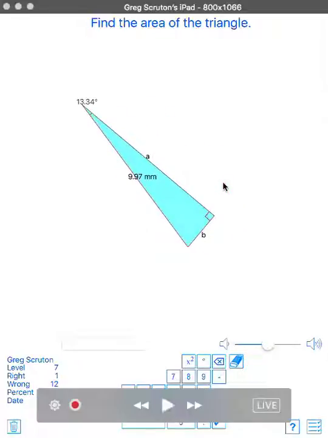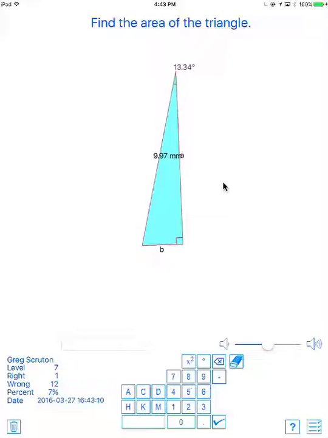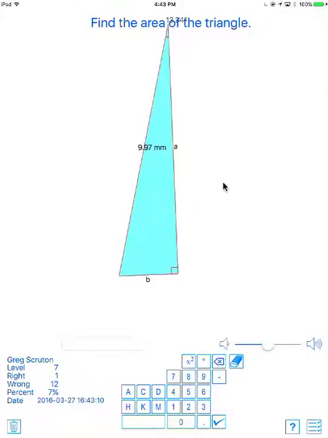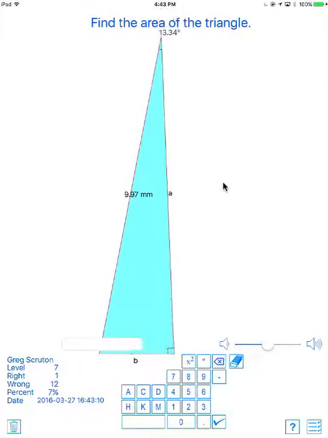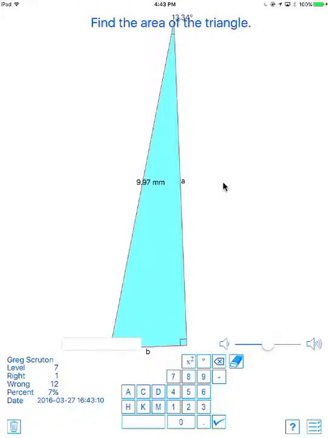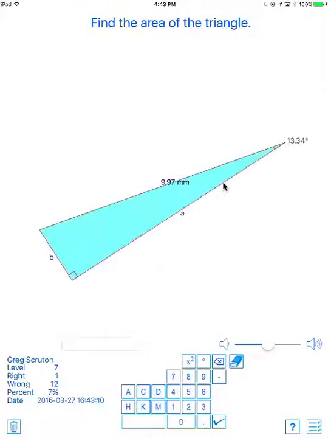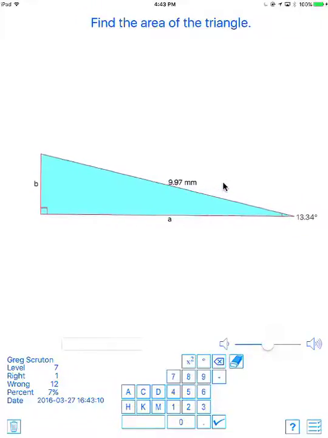So I'm going to click on it, drag it, and then using the pinch to rotate, I'm going to make it a little bit bigger. That's a little bit too big. Here, let me just rotate it all the way around. Like that. All right, that's a little bit easier to see.